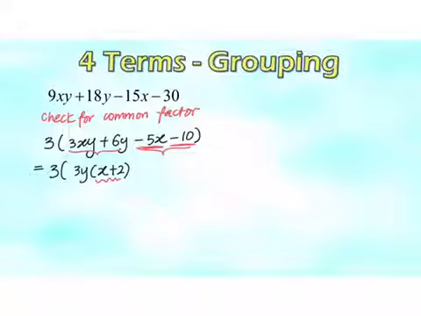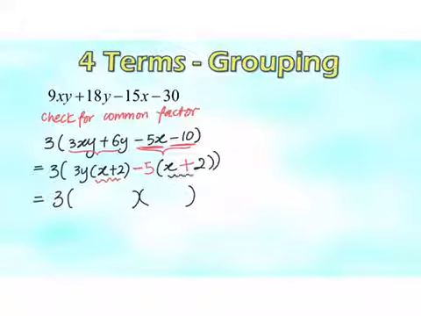So what we can do is we'll factorize out a negative 5. Take note, the moment we do that, sign will change. So negative 5x divided by negative 5 will become positive x. And negative 10 divided by negative 5 will become positive 2. Okay, keeping our factor 3 and factorizing out our common factor, x plus 2 will be one of the factors. The other factor will be 3y minus 5.